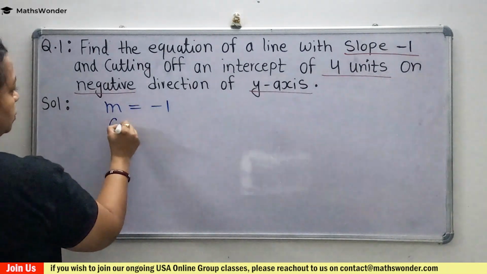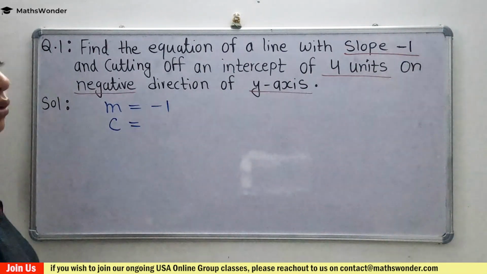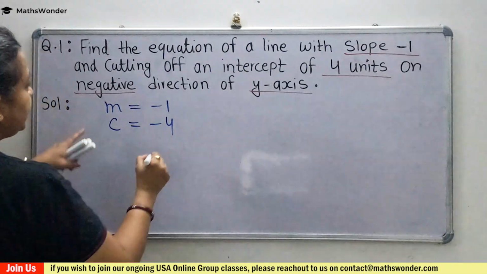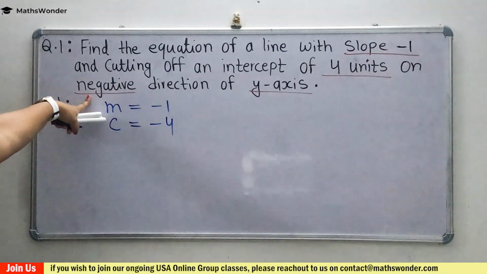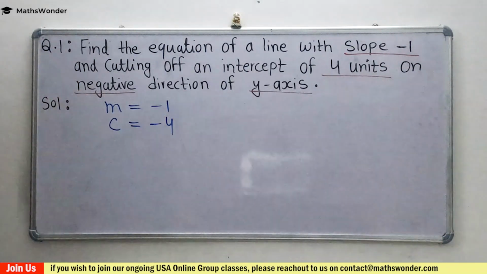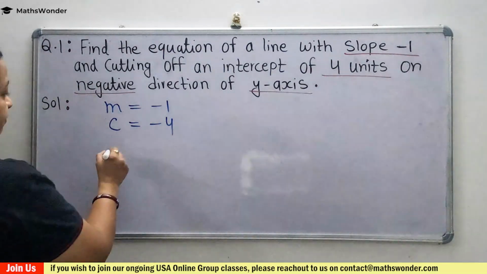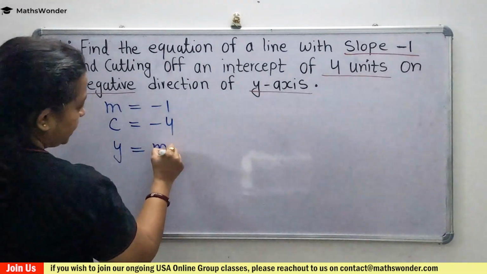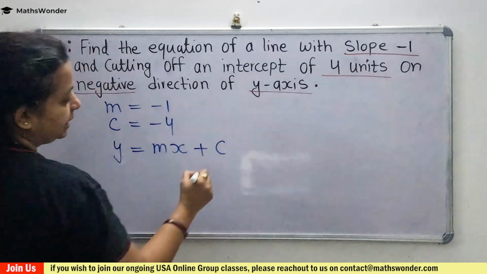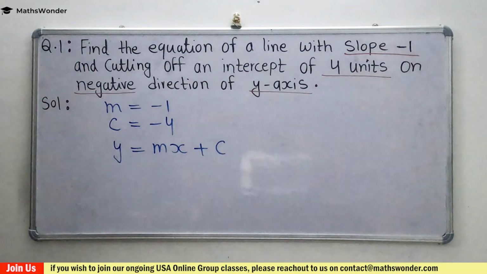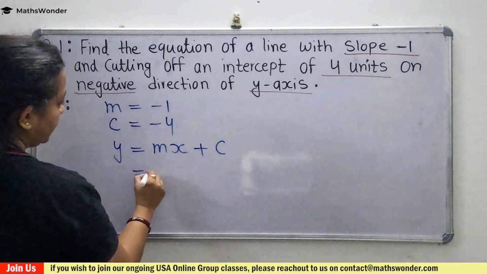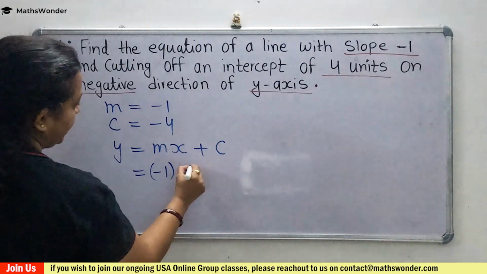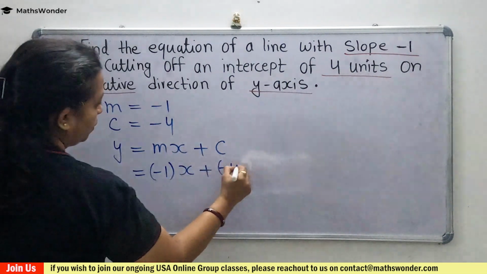c is equal to -4. Why -4? Because it's 4 units on the negative direction, right? It's in the negative direction, so it is -4. Now substituting these values in y is equal to mx plus c.